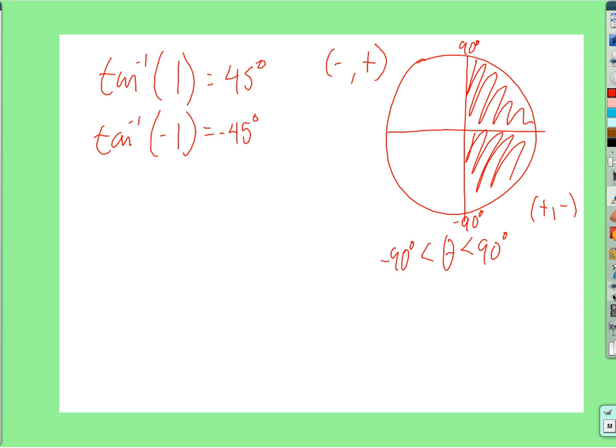So we don't use that one, because smack in the middle of all of these outputs is this thing that will never be an output. That 90 will never be an output, because there is nothing that you could put into the inverse tangent to get 90. There's no number that exists. You'd have to be able to put 1 over 0 there. You can't do that.